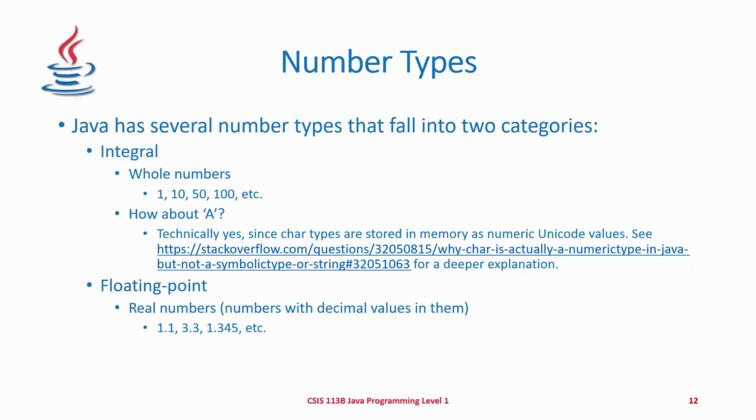Remember, everything's in binary when we're talking about a computer and storage. Anything to do with storage, memory, drives, all that kind of stuff. Zeros and ones, that's all the CPU understands. And then the other number type is our floating point types, which are real numbers, which have decimal places.